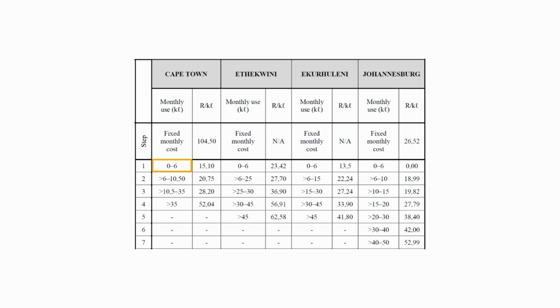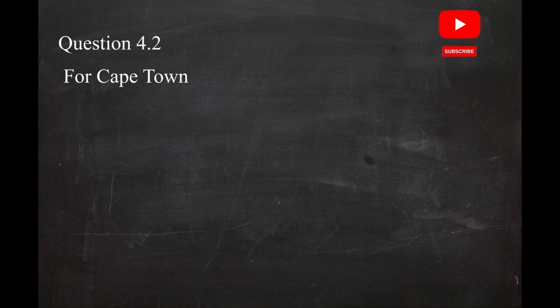In step 1, the range is 0 to 6 kiloliters. The maximum amount of water that can be used in this step is 6 kiloliters. The tariff for this step is 15 Rand 10 cents per kiloliter. So the cost for step 1 will be 6 kiloliters of water multiplied by 15 Rand 10 cents per kiloliter, and this equals a cost of 90 Rand 60 cents.